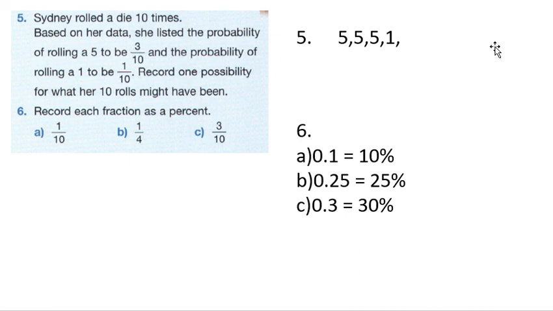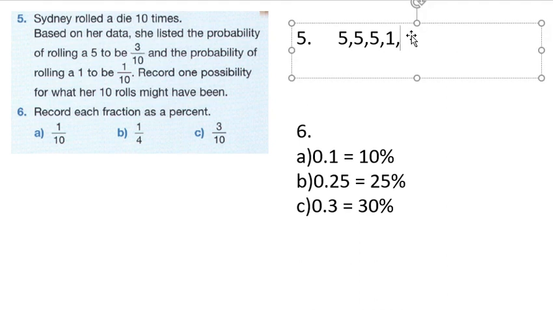So we know there are 10 numbers here, and 3 of them are 5s. We also know one of them is a 1. And I've written them down right here. The other 6 numbers can be any other numbers from her die, except for a 5 and a 1. So she can have 6 more 2s, or 6 more 3s, or 6 more 4s, or 6 more 6s, or a combination of that. I'm going to make up some numbers here.